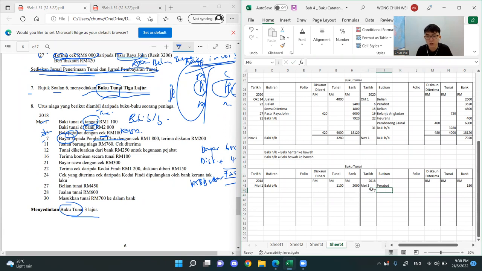So this is 7th. So to siapa? Then you can write the name lah. Pembekal Chin. Bayar kepada pembekal Chin. And dengan check, how much? 1,800. Dengan check means under the bank, 1,800 ringgit. And at the same time, kita terima discount 200 ringgit. So discount diterima here, 200 ringgit.